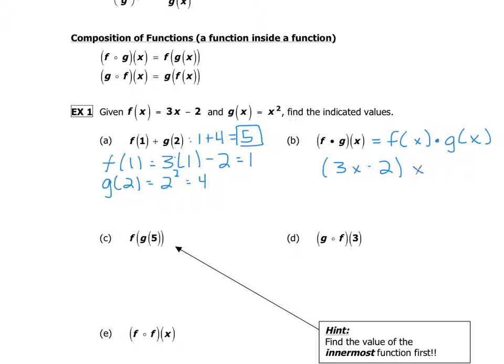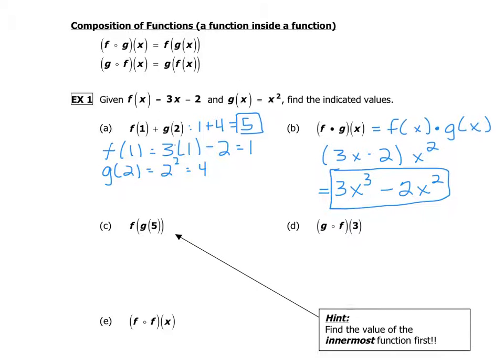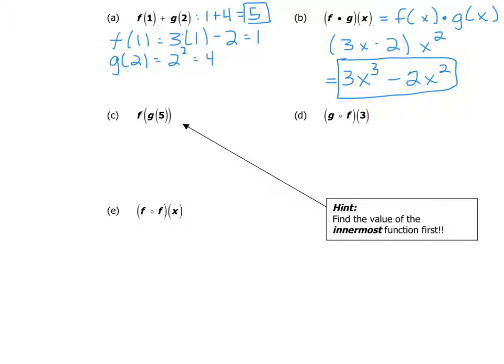Now you can actually simplify this by using the distributive property. So we would have 3x to the third minus 2x squared. And that's all that we are doing. We simply multiplied two functions. So let's go down here and we're going to do a composition of functions. This one has the g inside of the f function.